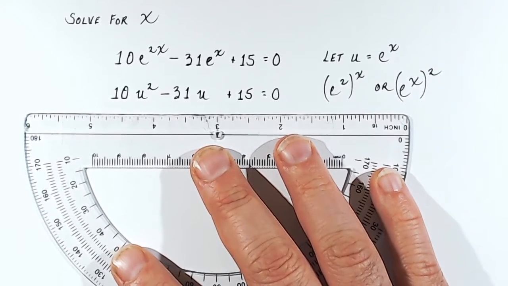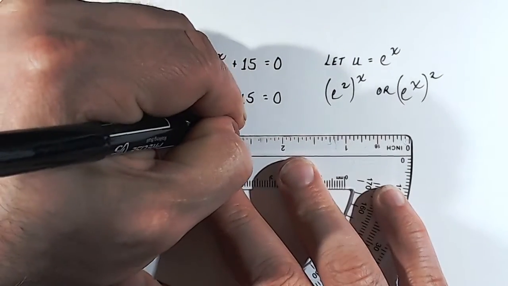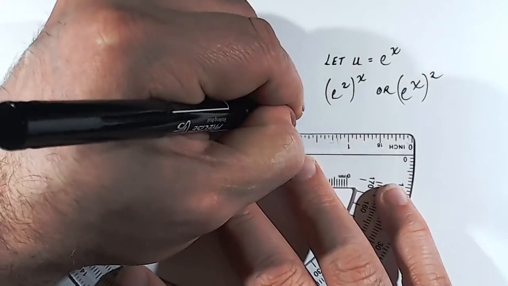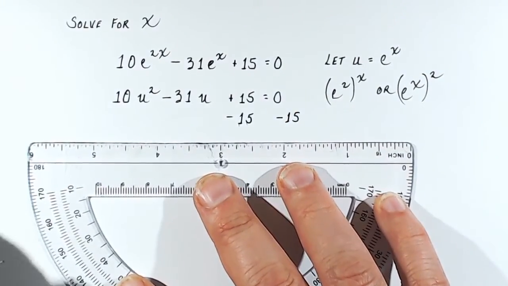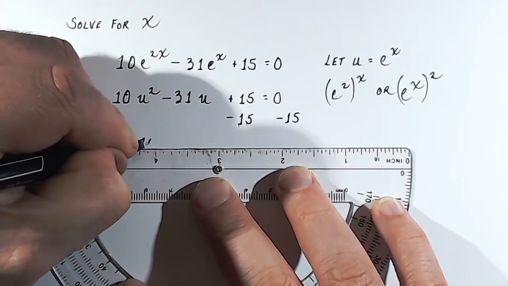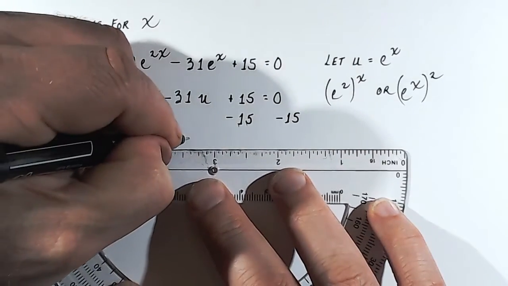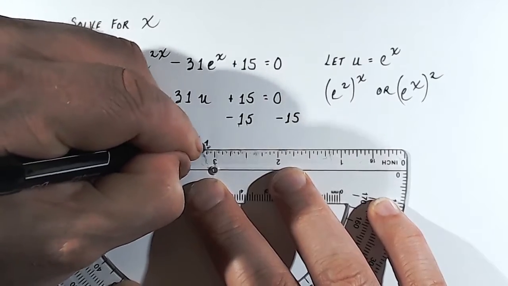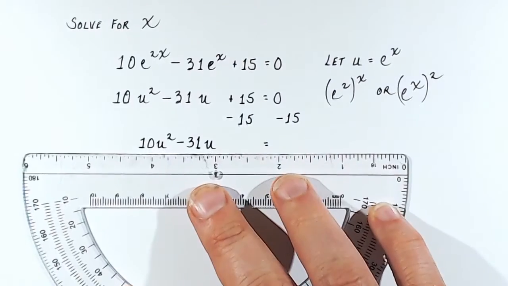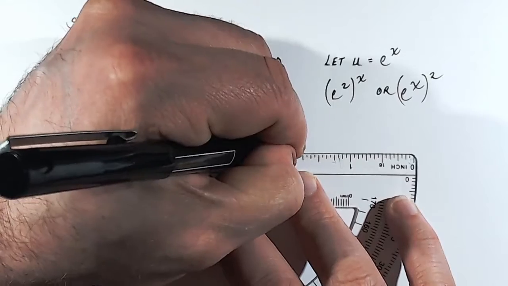So the first step to complete the square is to subtract this constant term from both sides. And then we'll rewrite what's left. I've got 10u squared minus 31u. I'm going to leave a space there because I'll need that space here in a second. And then I've got that set equal to negative 15.